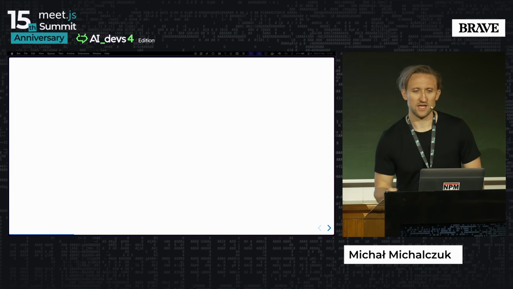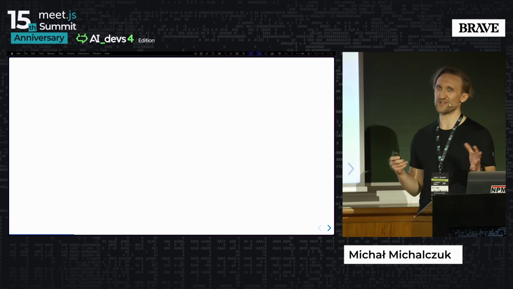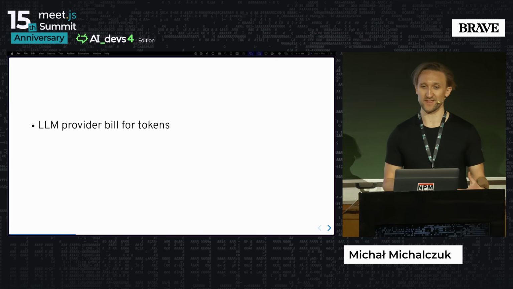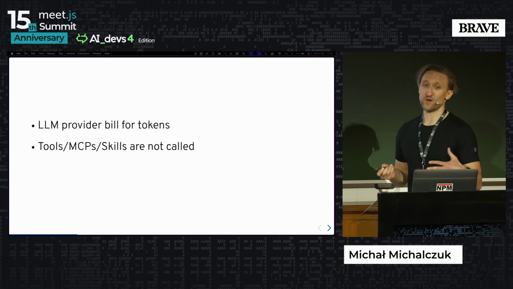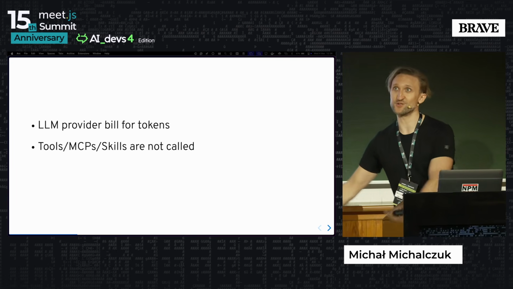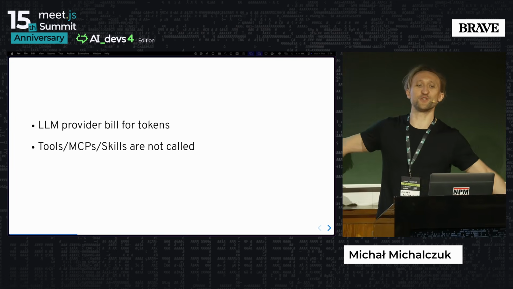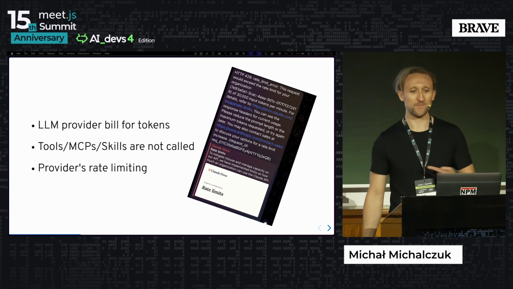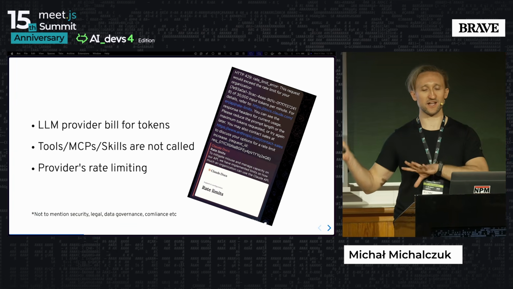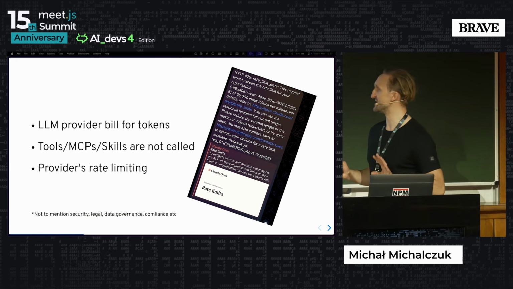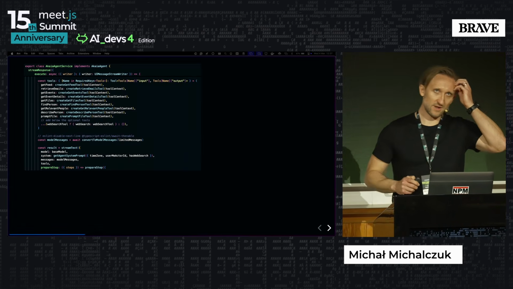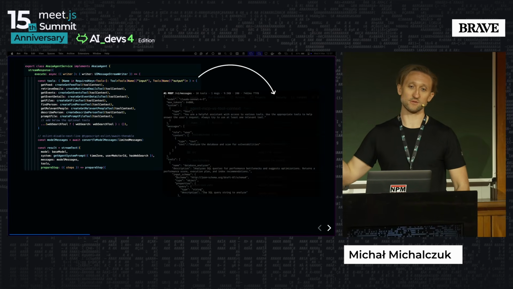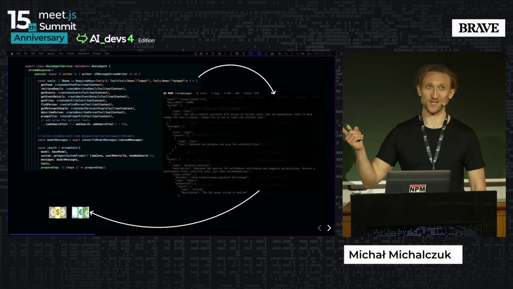It's totally no-brainer. But the problem starts when you actually would like to use it, because suddenly you get a big fat bill from the LLM provider for the tokens. Or the tools, MCPs, or skills you designed are not called and you don't know why, or you got rate limited by the provider. Not to mention all the bad words like legal, security, data governance, compliance, and stuff like that. So let's check how this translates into HTTP calls, which translates basically into your bill.